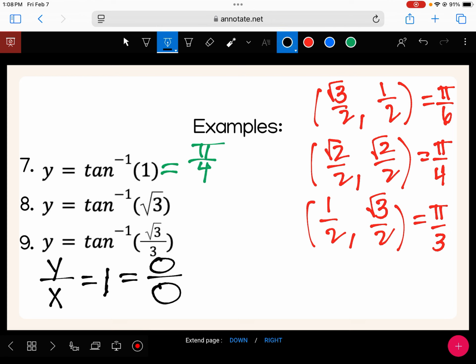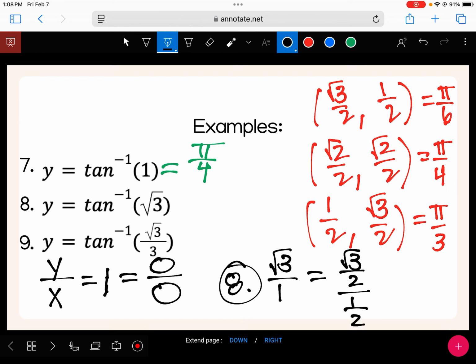Now for number 8, you're looking to get root 3 over 1. So you want, that's where you're coming from. So what coordinate gives me a y value of root 3 over 2 and an x value of 1/2?